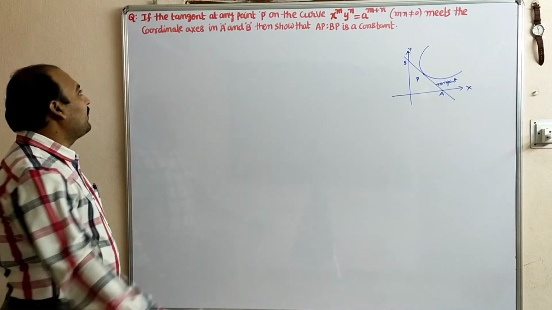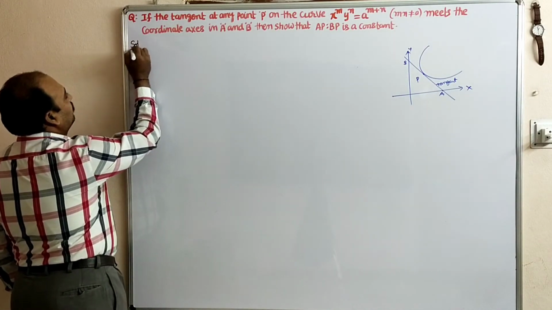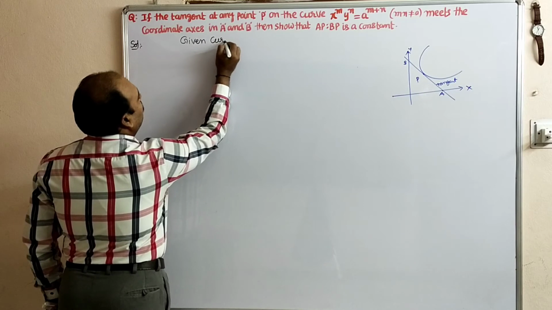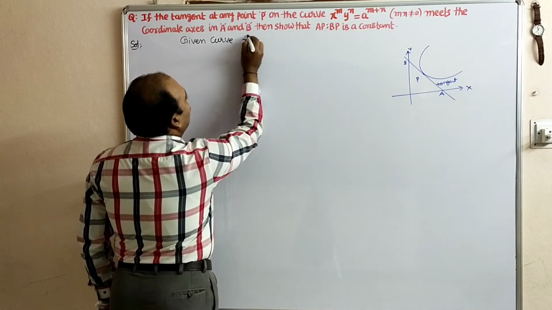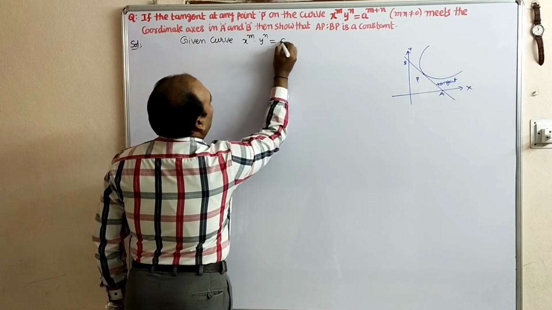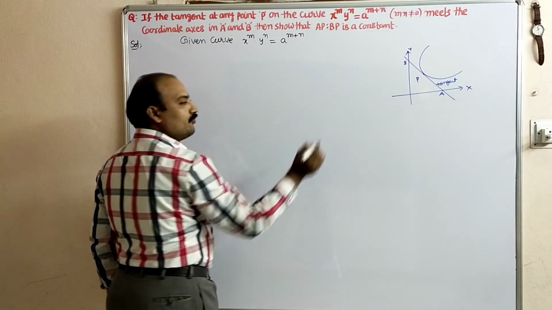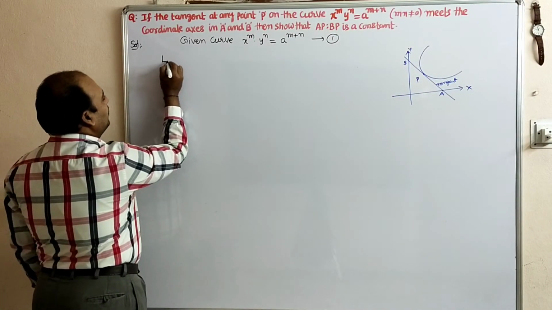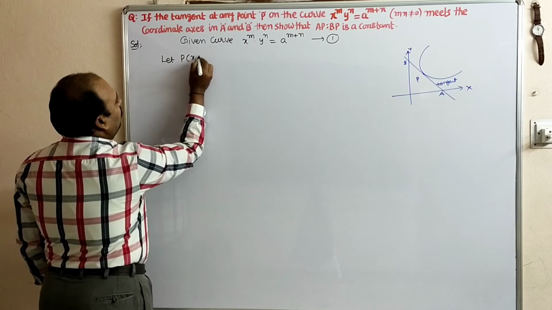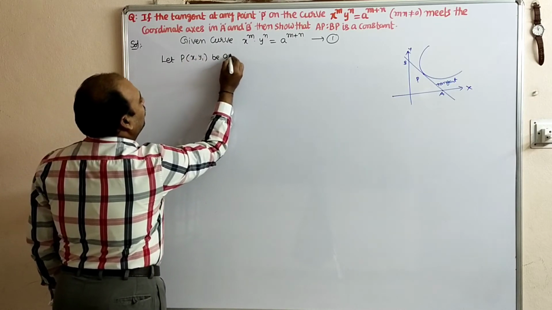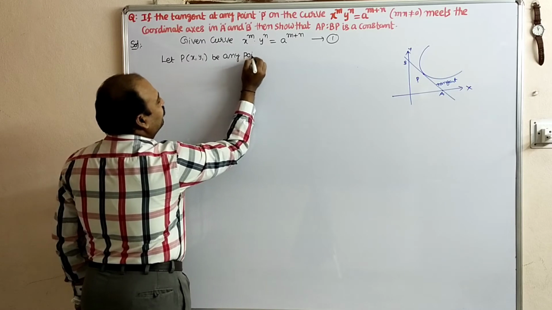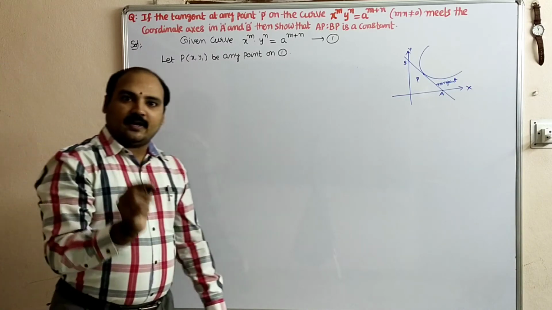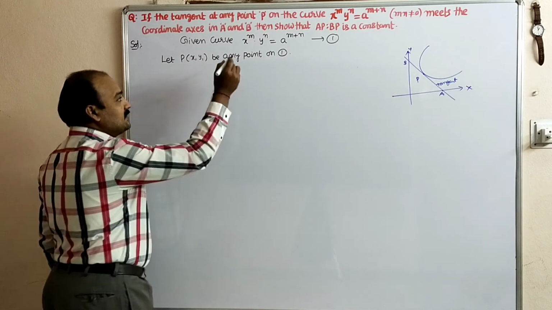Now first you write the given curve in the solution. Given curve: x power m into y power n equal to a power m plus n. You put this as equation number 1. And a point also they are asking. So let P of x1 comma y1 be any point on equation 1. Now for the curve you can calculate the slope of the curve, that means differentiation.